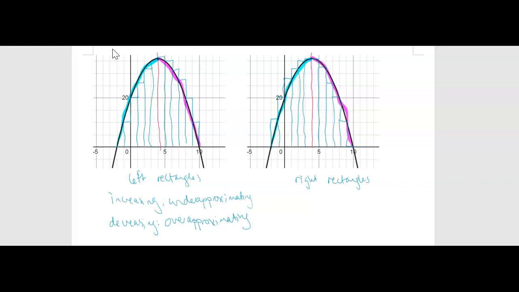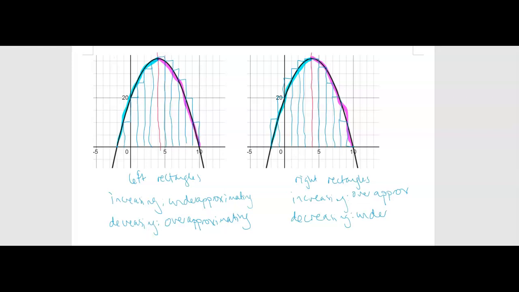Okay, so just make sure everyone hasn't made any errors. All right, so right rectangles means your rectangle is touching the curve on the right side. So you can see now when we're increasing, it's the opposite. We're over approximating. And when we're decreasing, we are under approximating. Okay, so yeah, parabola is a good one. You probably wouldn't do it with a function that was always increasing or always decreasing.